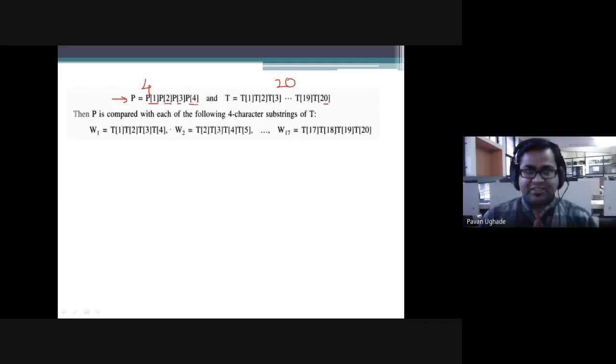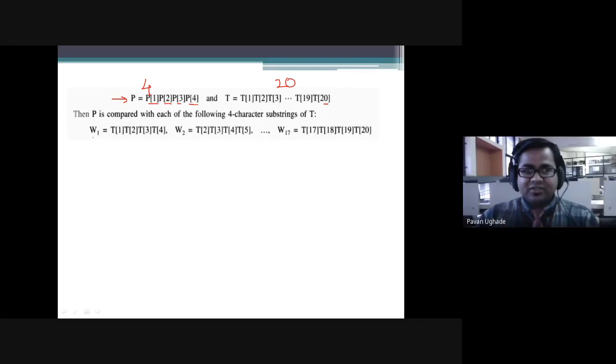Please consider it as a work right now. Take a page and a pen and write a simple text with 20 characters, where every substring should be of length 4. So how many substrings are possible? Can you work on that and tell me?